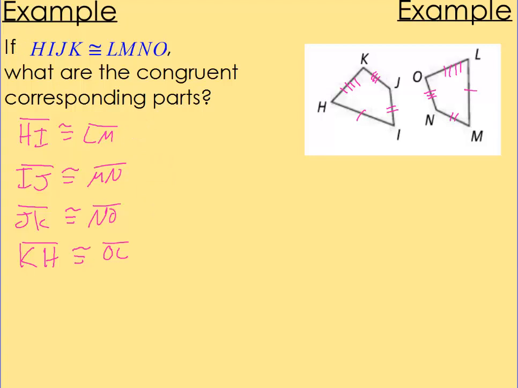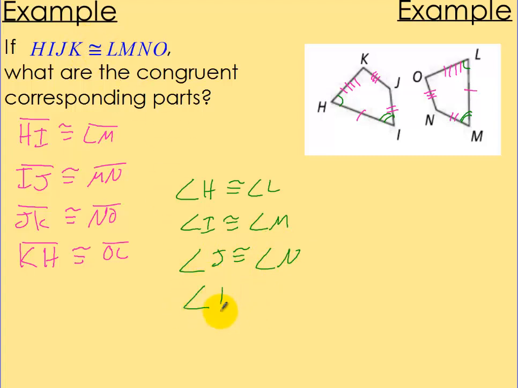So the angles are going to match up as well. H is going to match up with L, so angle H is congruent with angle L. Then angle I is congruent with the matching letter M, so angle I is congruent with angle M. Next, angle J is congruent to angle N. And angle K is congruent with angle O. And that's it. Those are the matching angles, those are the matching sides. Done.